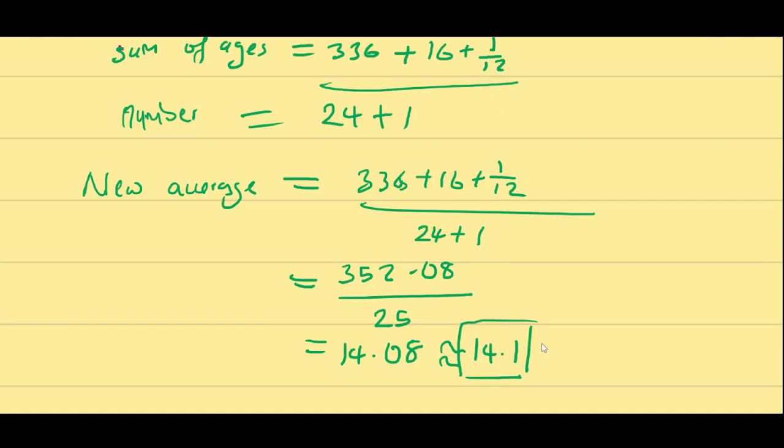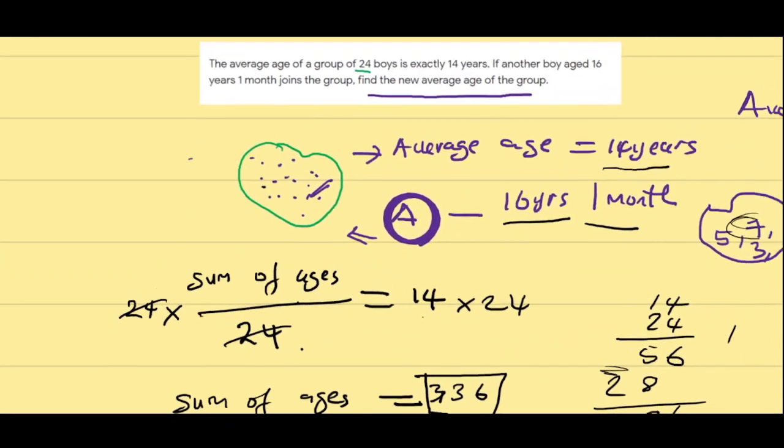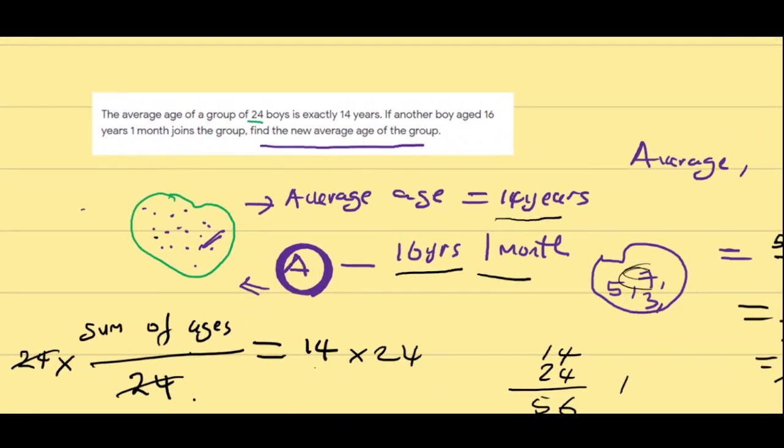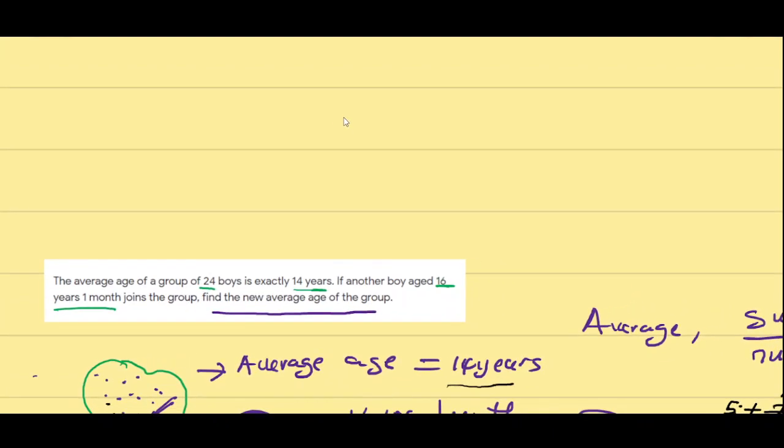Now I will recap on what I said. This is the problem you presented to us. We are told that a group of 24 boys has 14 years as average age, and that a boy was invited to join them. The boy is 16 years and 1 month old. He joined them, so the average age will change. Now what we did here was to present the ages of the boys over their number equal to 14, and when we got the ages of the boys in total as a sum, we kept the number apart.